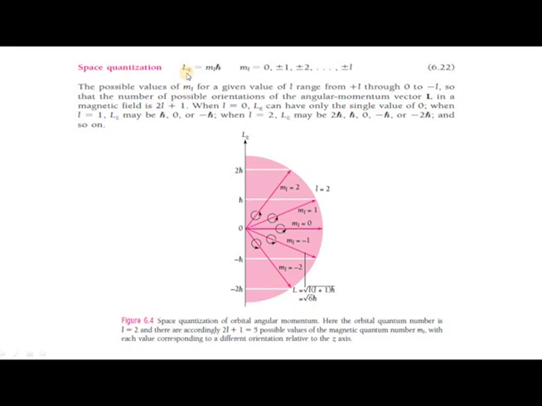And space quantization is indicated by, suppose we have a magnetic field along the z direction, the component of the angular momentum along the z direction is ml h cross, and ml can take values 0, plus or minus 1, up to plus or minus l. That is, it can take 2l plus 1 values.